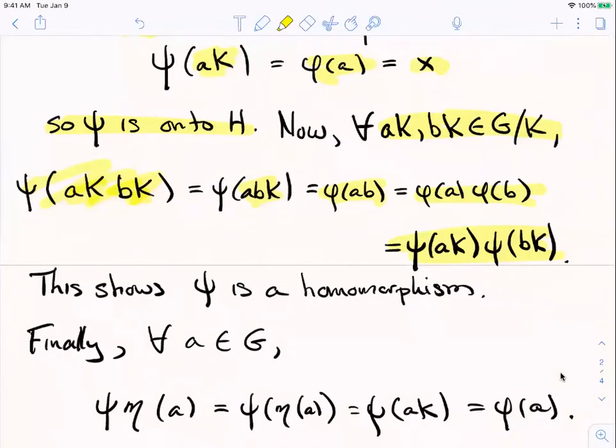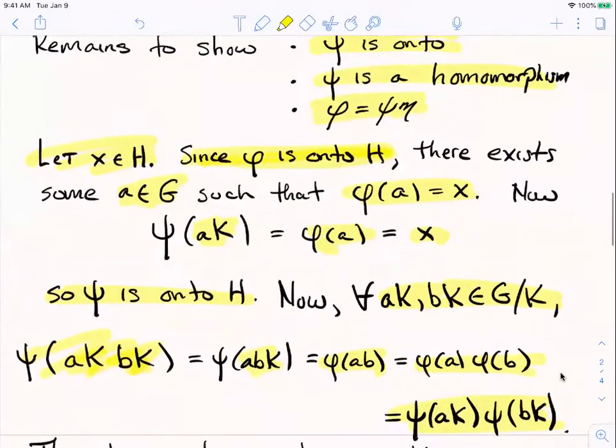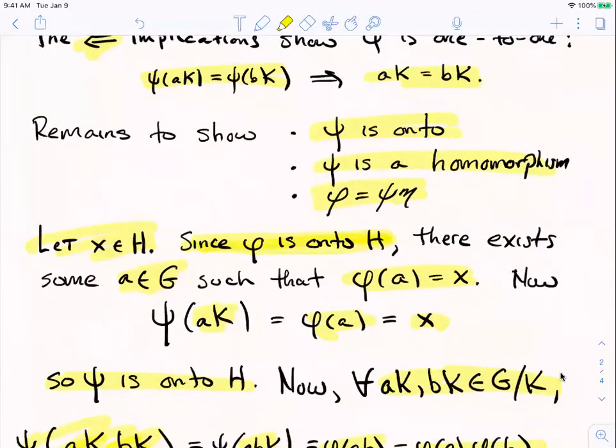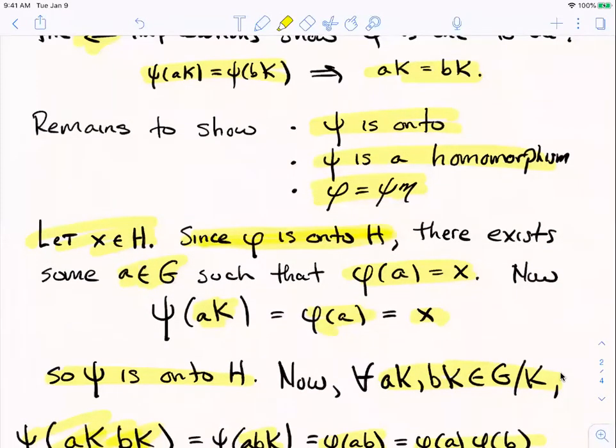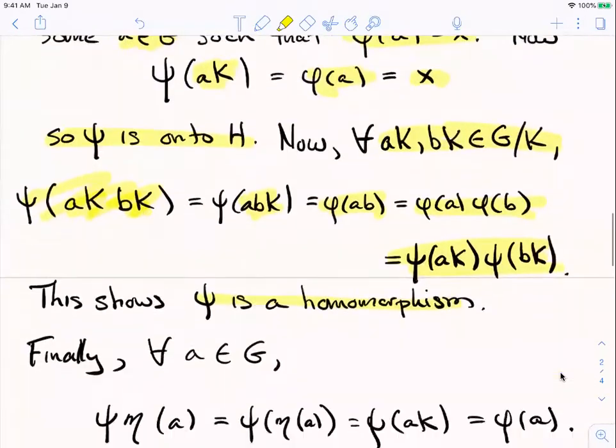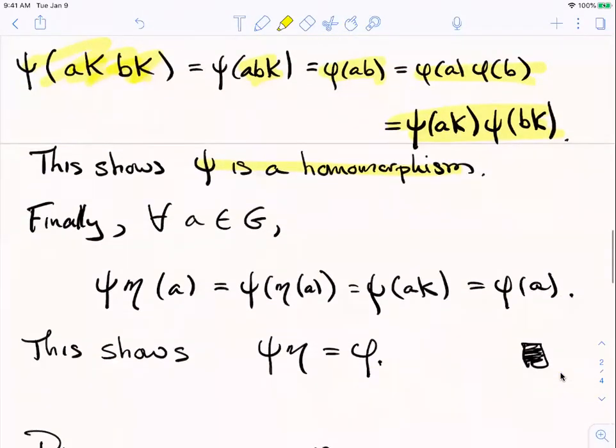Nice. All right, so we've got homomorphism. What was our checklist? Let me look at it again. We got onto. We got homomorphism. We just have to show this last equation, that phi is psi composed with eta. Well, when you want to show two functions are equal, there's really only one way to do that. You have to show that they do the same thing to every element of their domains. So let's pick an a in G and run it through this composition. I'm looking at psi composed with eta of a.